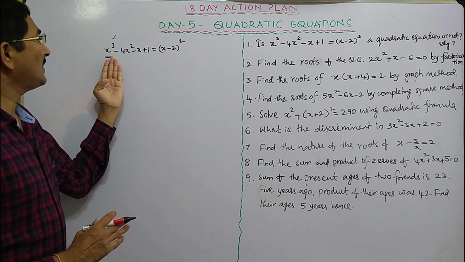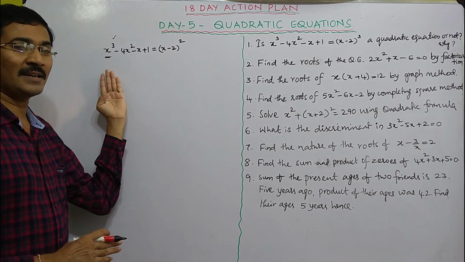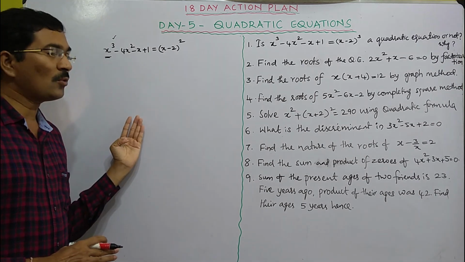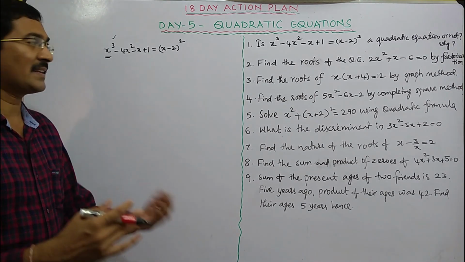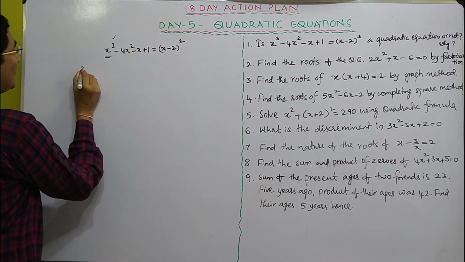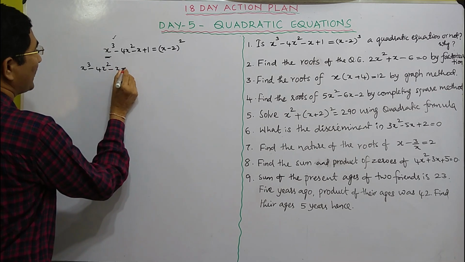Here it is in this form, but we have something to simplify and bring to this side, and so many things to do. Only then can we decide. As of now, we can't decide its degree. So let us see how we can do that. So this is x cube as it is minus 4x square minus x plus 1.